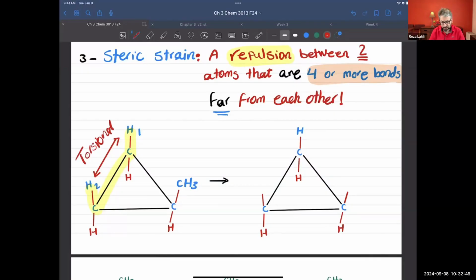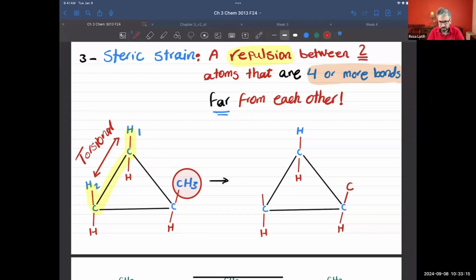Torsional. Now, how about hydrogen number 1 and the methyl group? Why the methyl group? For now, it looks like the distance between hydrogen number 1 and the methyl hydrogen is the same as the distance between hydrogen number 1 and hydrogen number 2. It looks like they have the same distance. In reality, it's not.